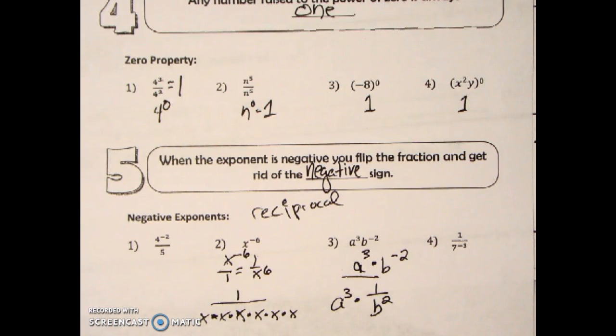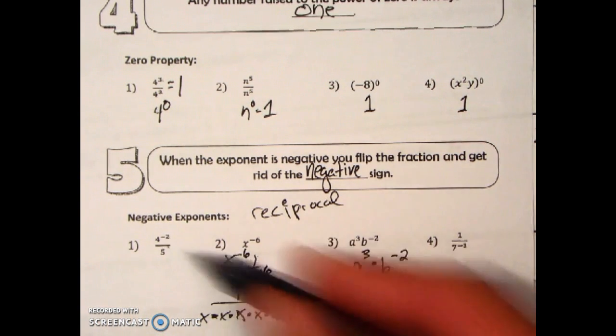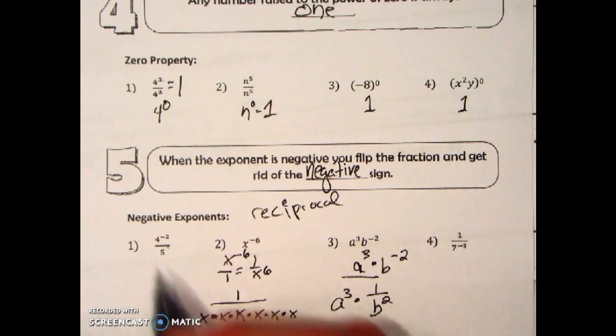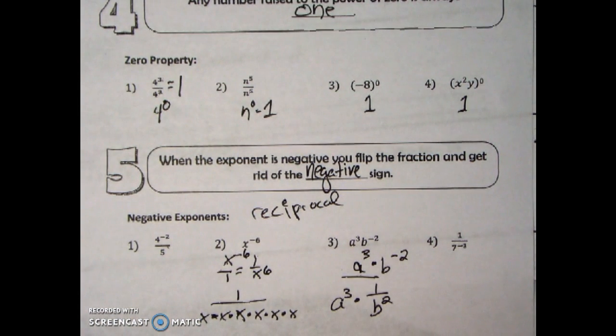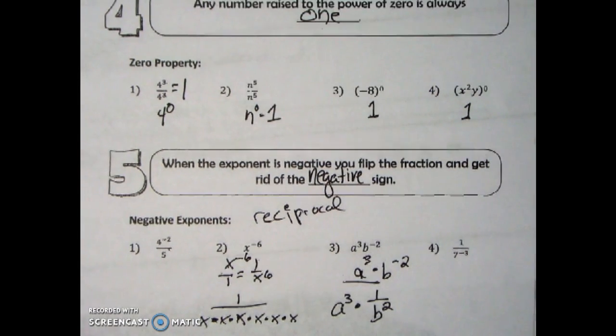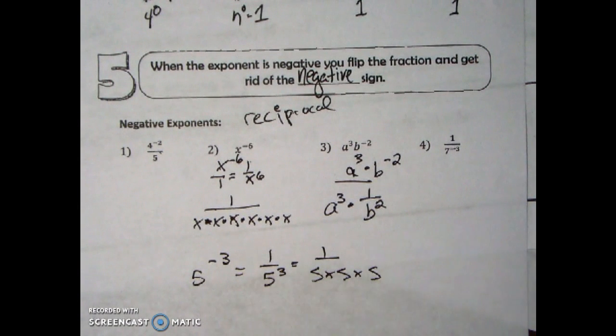I'm gonna end just by saying this. These examples are way out there, more complex than anything we're going to do this year. If you can simply say that 5 to the negative 3 is equal to 1 over 5 to the third, or 1 over 5 times 5 times 5, that's good enough.